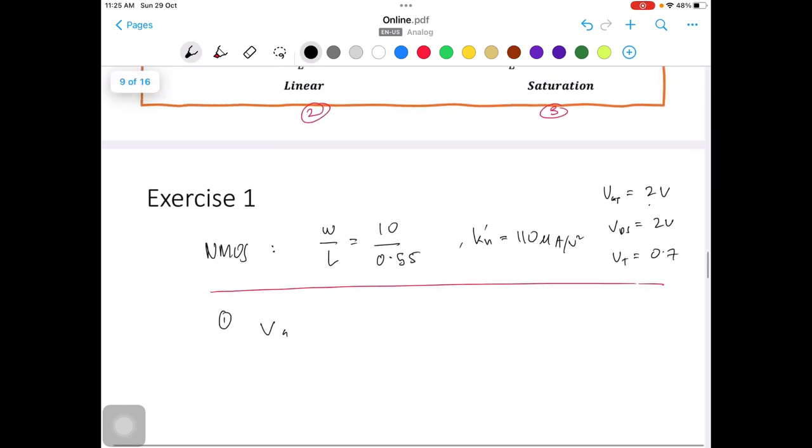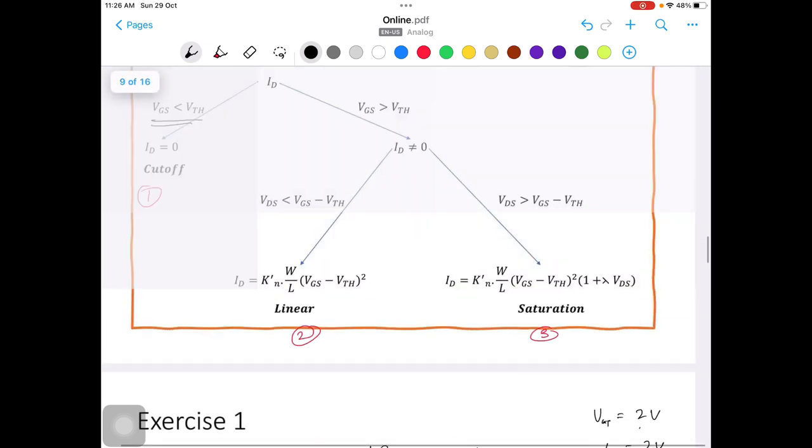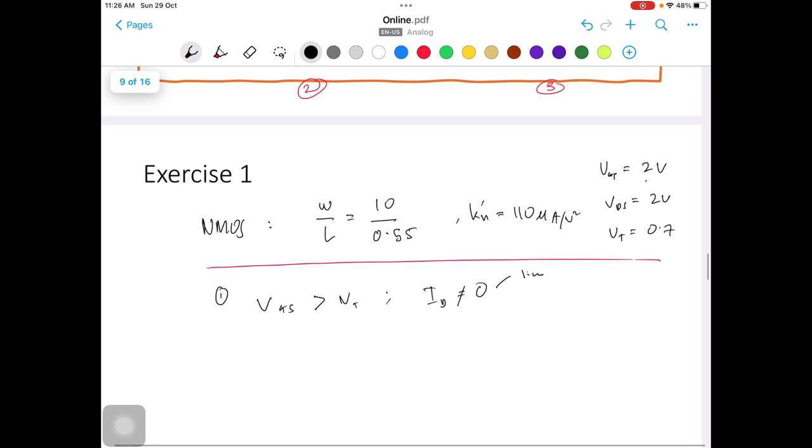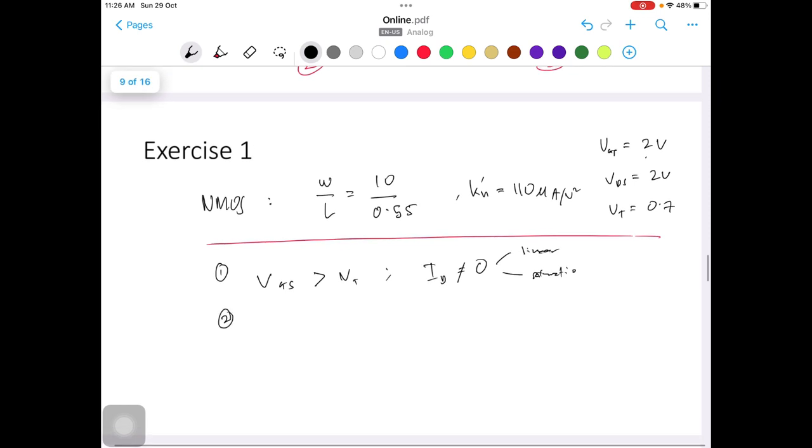So VGS is more than the threshold voltage. That means for sure ID will not be equal to zero. So it is either linear or saturation. Okay, so after this, we try to check the condition, whether it is linear or saturation.